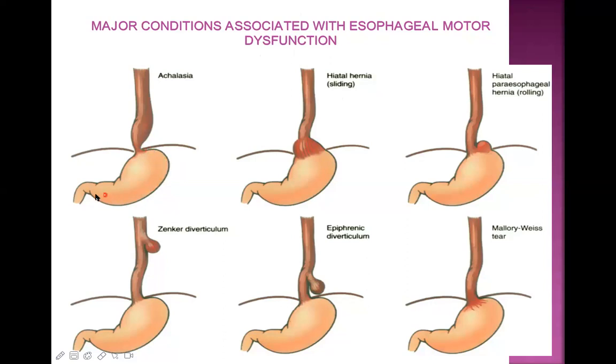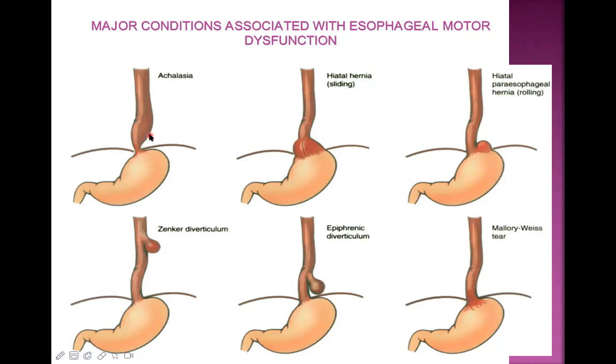Here is the stomach. This is the diaphragm. Now see here, the lower end of the esophagus, or we can say the lower esophageal sphincter, is contracted here. It is not opening. That's why this area is acutely narrow. And to diagnose this achalasia, we can do certain tests.